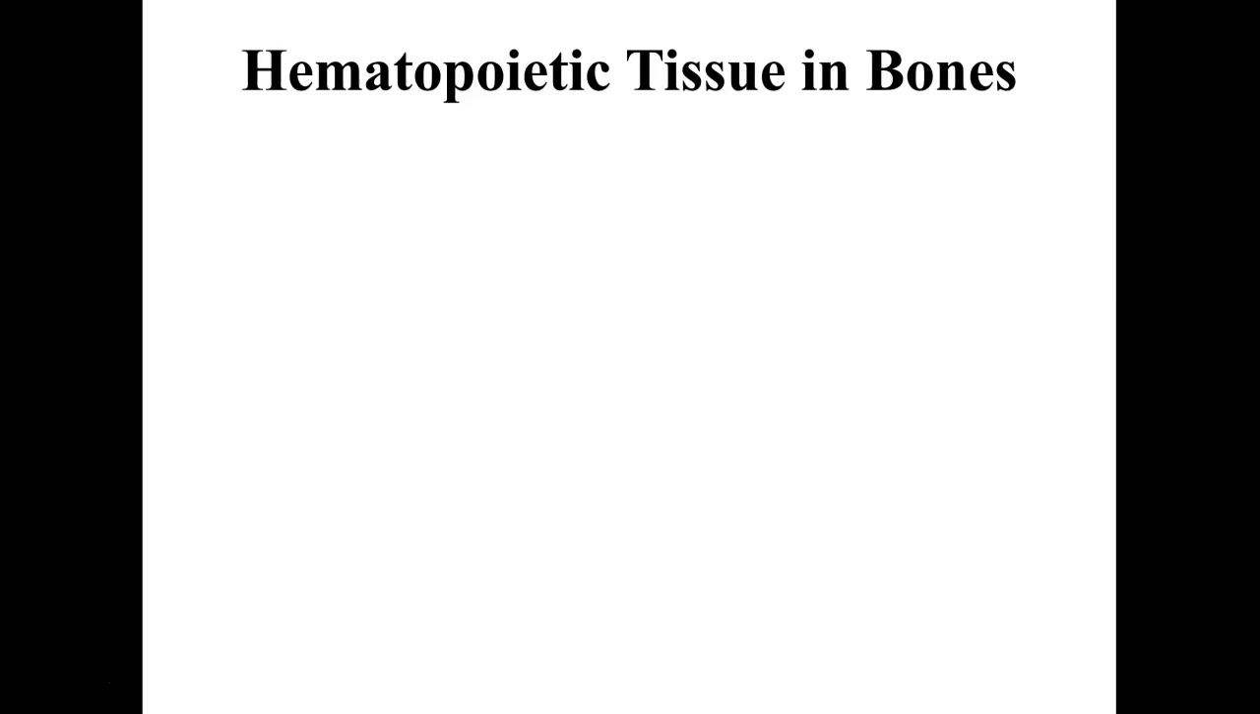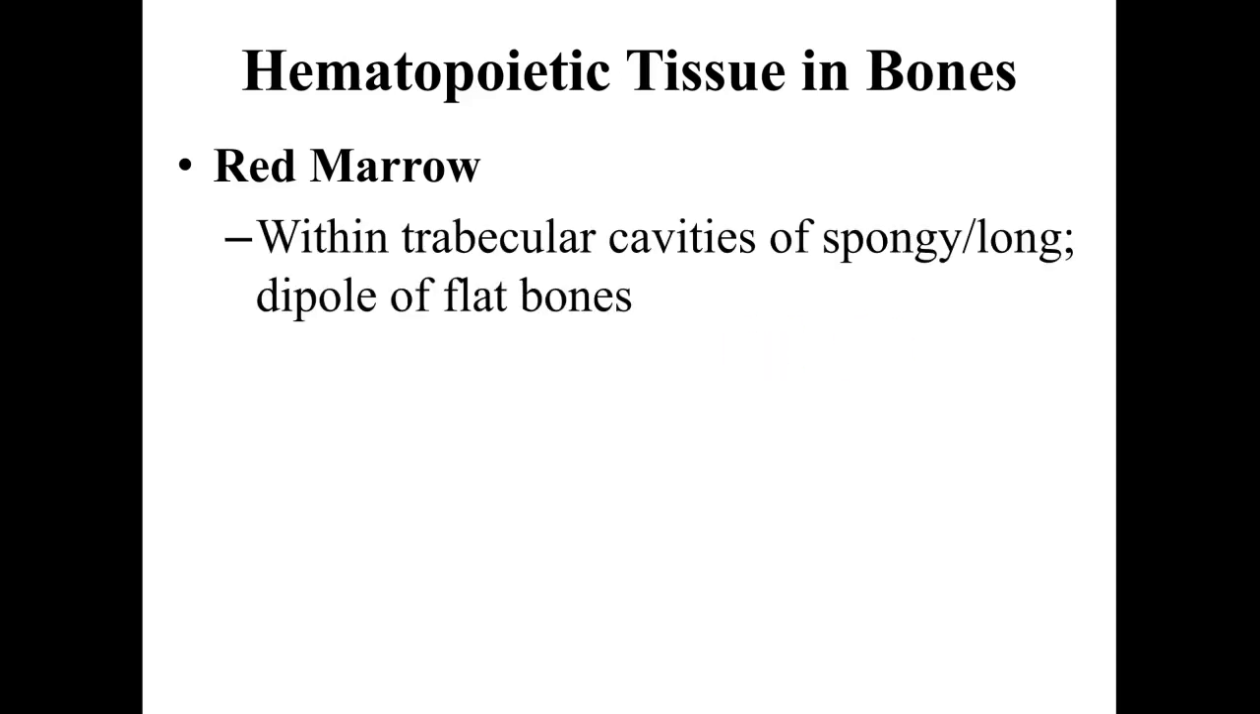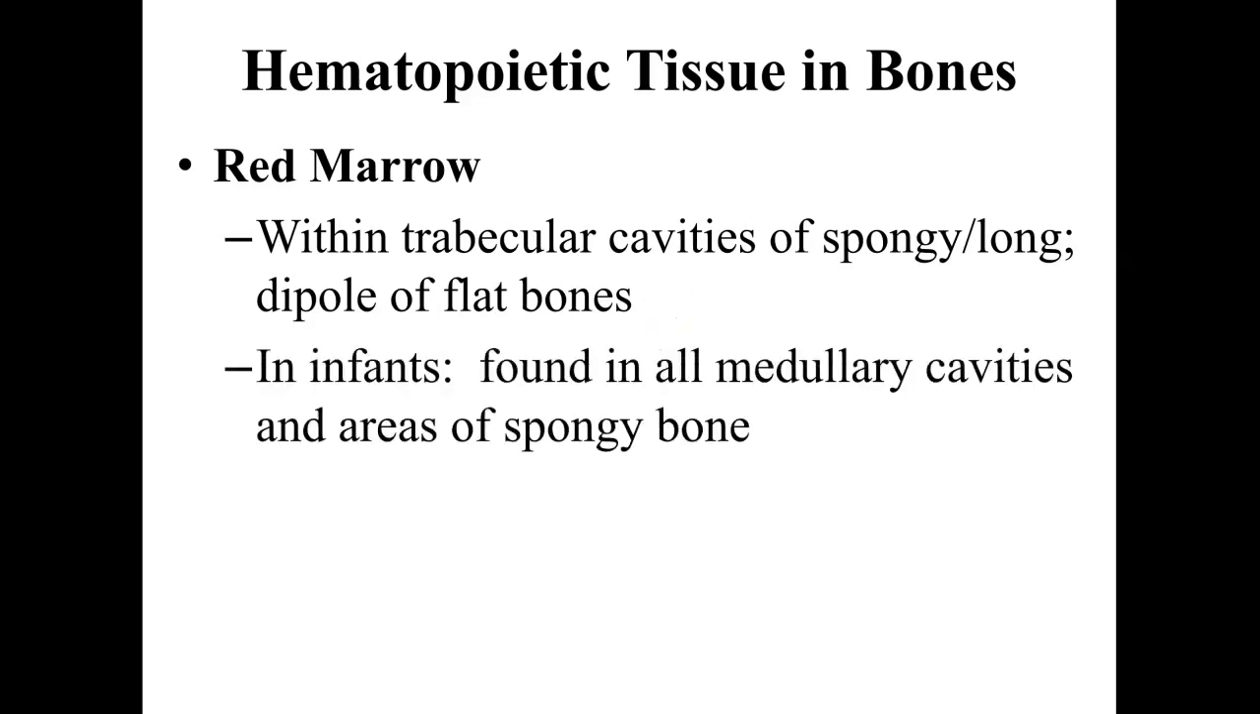We're starting with part 2 of our introduction to the skeletal system, and we're going to start out with hematopoietic tissue in the bones. Now, the hematopoietic tissue is going to be the red bone marrow. It's going to be found within the trabecular cavities of the spongy bone on the ends of the long bone and the diploe of the flat bones.